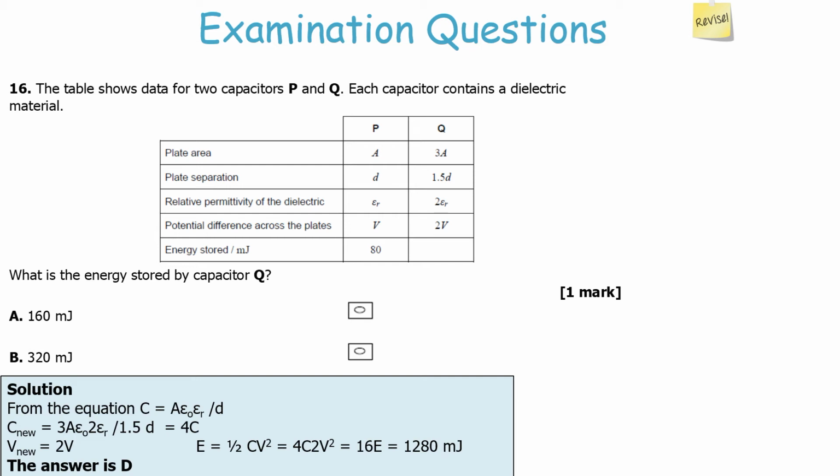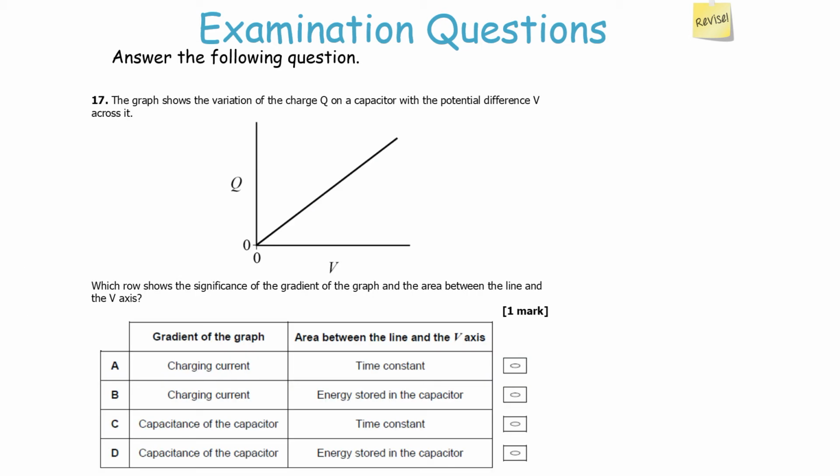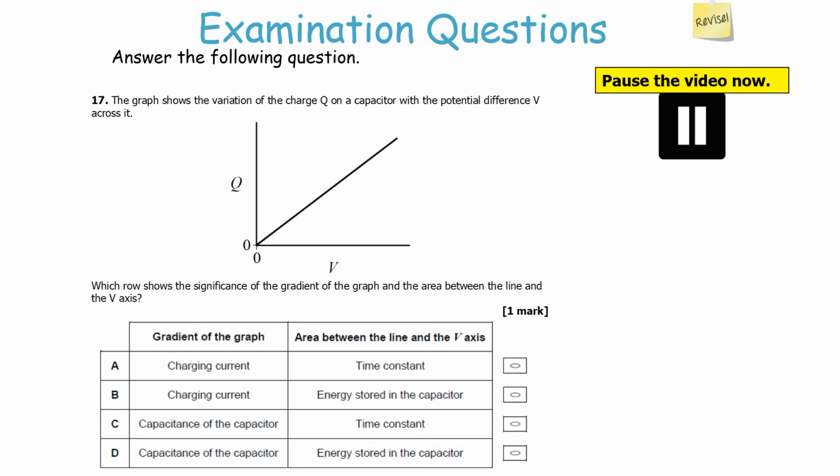So 16 times the original E, which is 80, is equal to 1280 millijoules. The answer is D. Next, let's look at the next question. The graph shows the variation of charge Q on a capacitor with a potential difference V across it. Which row shows the significance of the gradient of the graph and the area between the line and the V axis? Pause the video now, then unpause the video when you want to go through your answers.